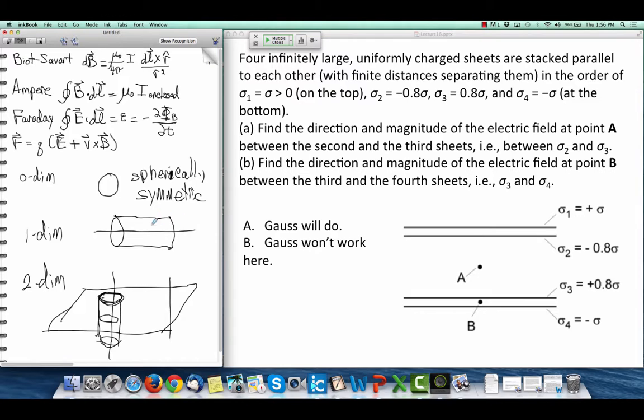But there are straight lines, and there are current sheets, and we'll talk about one other kind of symmetric structure that's useful for magnetostatics.